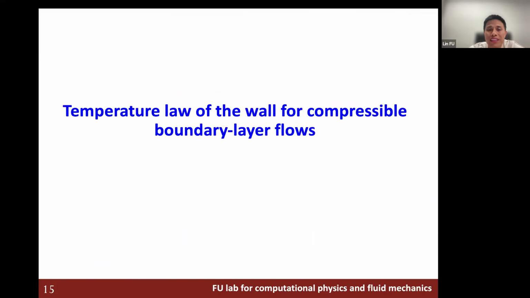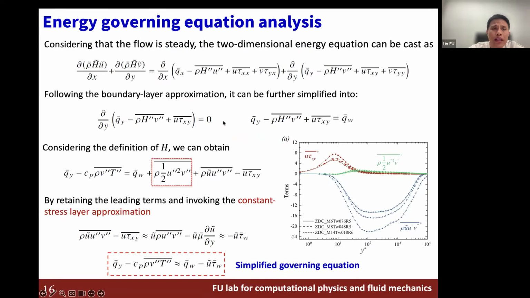Then the question for the next story is: we have a velocity compressible law of the wall, can we have a temperature law of the wall? This has really been little explored in the history. If we want a law of the wall for temperature, it's more challenging.